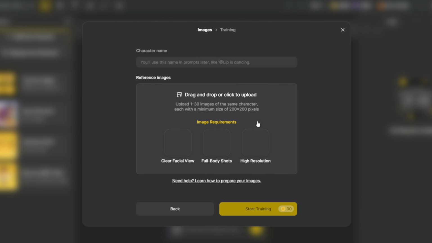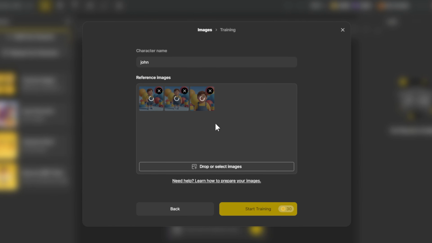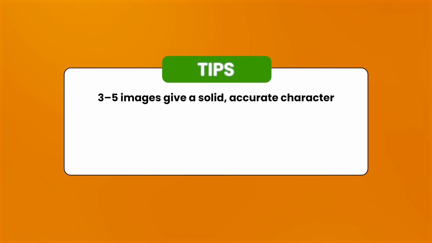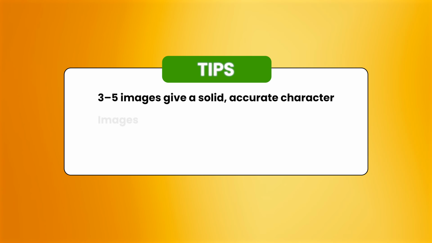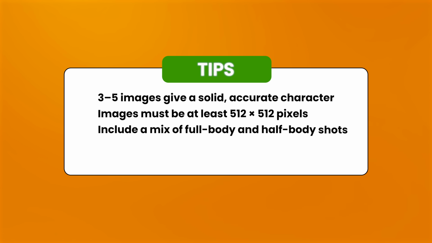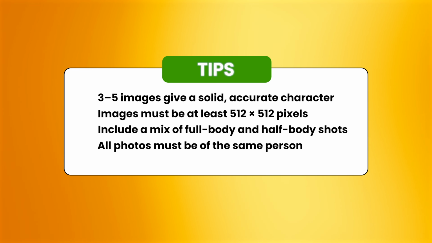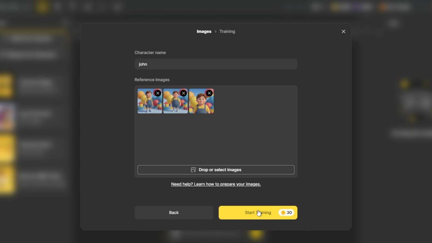Start with images. Enter your character's name. Upload images from your device. You can upload 1 to 30 photos of the same person from different angles and expressions. 3 to 5 shots offer a solid, accurate character. Make sure the images are at least 512 x 512 pixels in size and include a diverse selection of full body and half body shots. Make sure all of the photos show the same person. Once they are uploaded, click Start Training and wait for the build to finish.